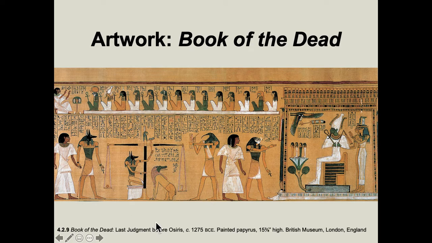Okay, so this is the last judgment before Osiris, and this is 1275 before the Common Era. So this is over 3,000 years old, at the British Museum. And what we're looking at is our friend here who has passed away, Hunefer, and he is going to be judged. So he's being held by the hand, moving into the area here where his soul is going to be weighed.